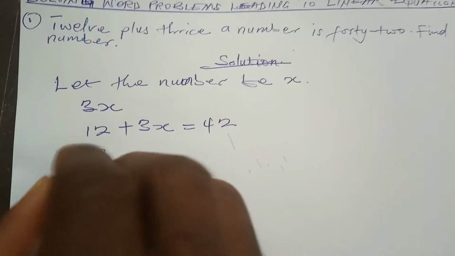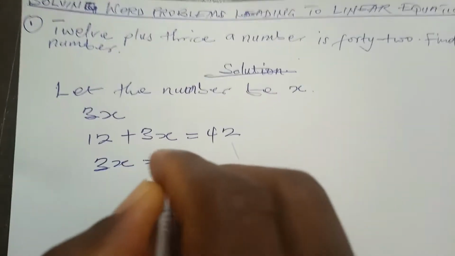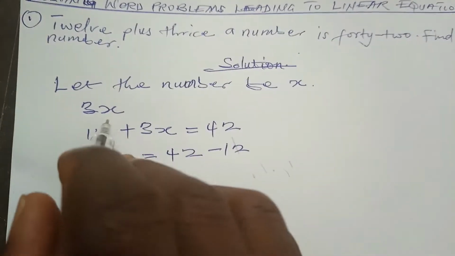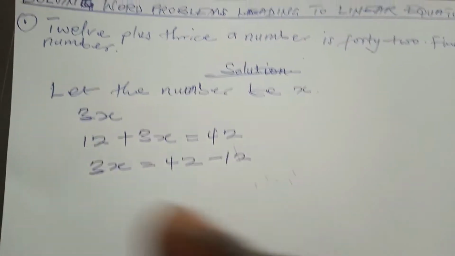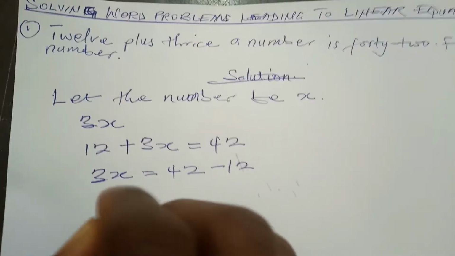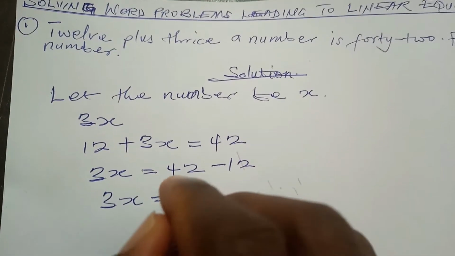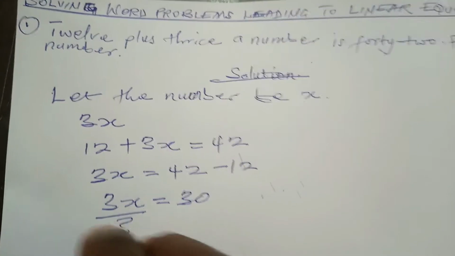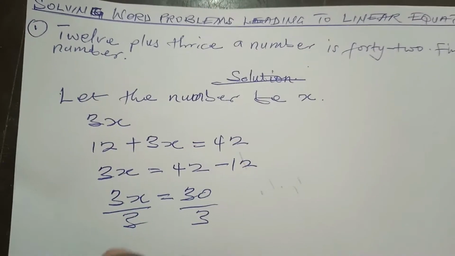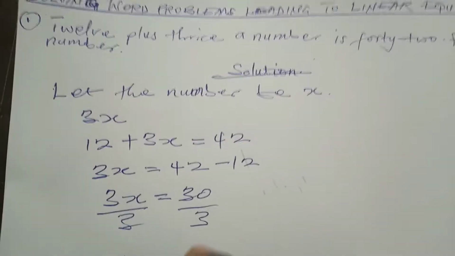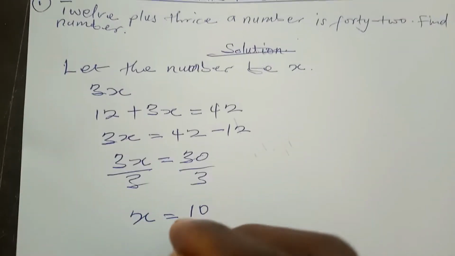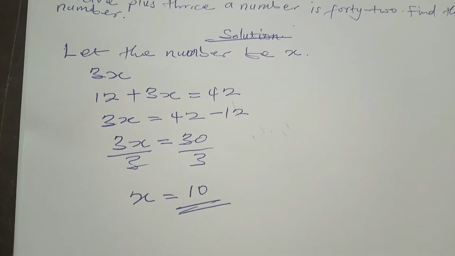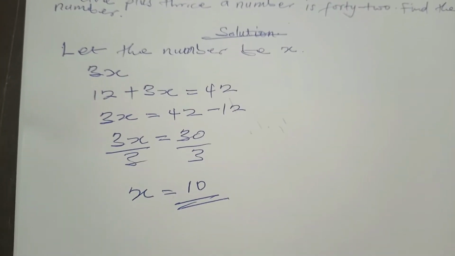So we just make x the subject. That means 3x will be equal to 42 minus 12, because 12 is positive, when it moves it becomes minus. Then 3x equals 30. We divide both sides by 3. So our x will be equal to 10. That means the number we are talking about is 10. We take example 2.